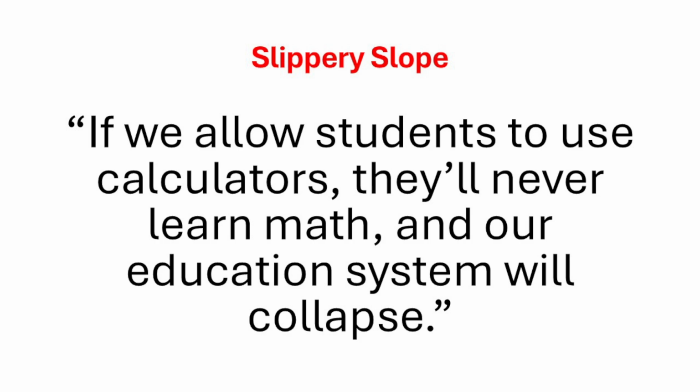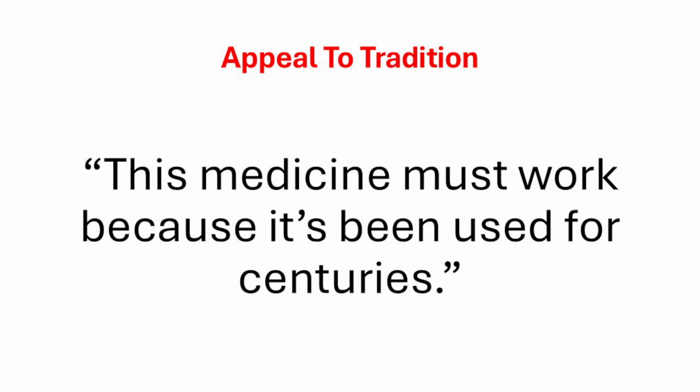So let's move on to appeals to tradition. Let me just change the slide. So the appeal to tradition fallacy argues that something must be good or true just because it's been done or believed for a long time. So there's an example on the slide. This medicine must work because it's been used for centuries. This is a prime example of the appeal to tradition.